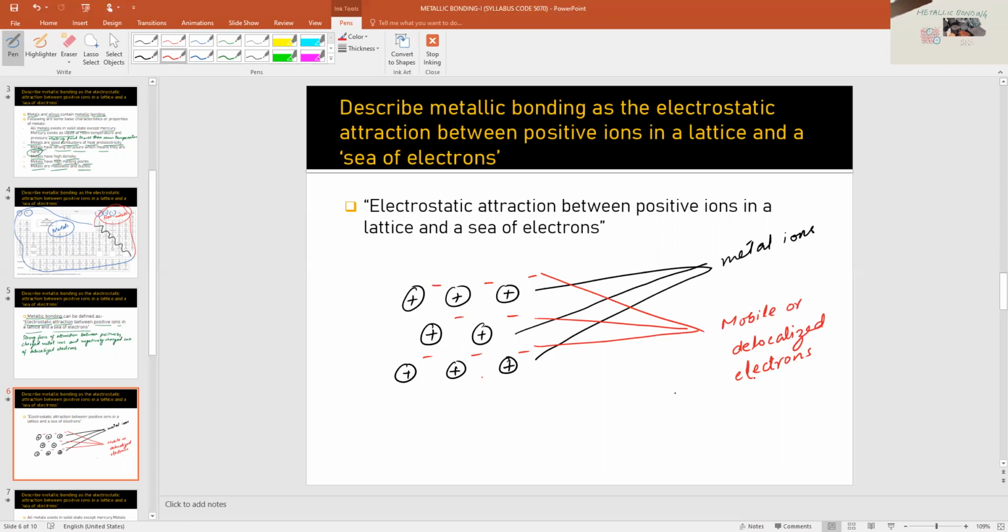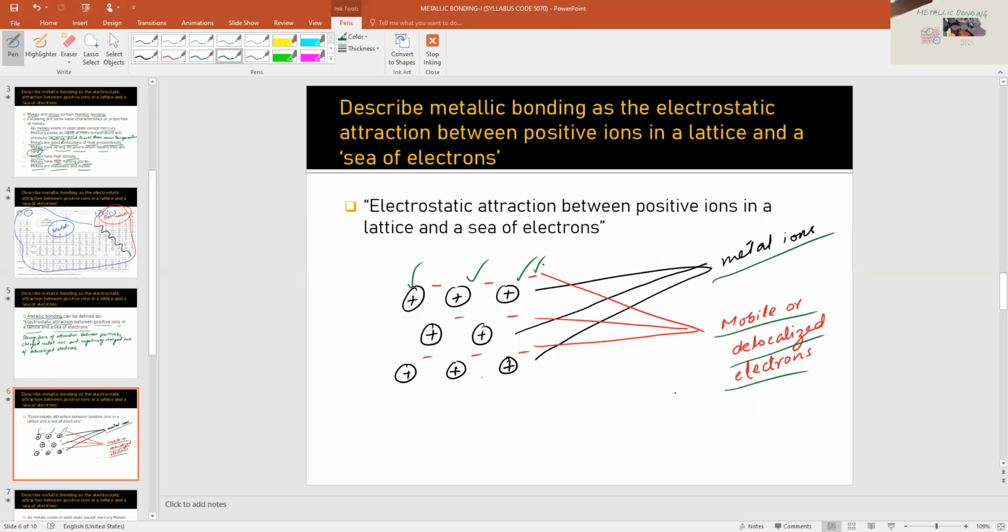You see the metal cations and the mobile or delocalized electrons in this structure. This is the metal cation, and we have mobile or delocalized electrons. The particles are metal cations. These metal cations form a giant metallic lattice.